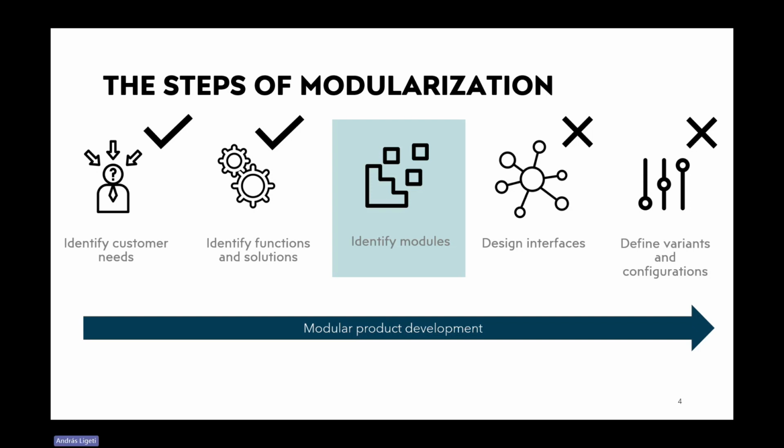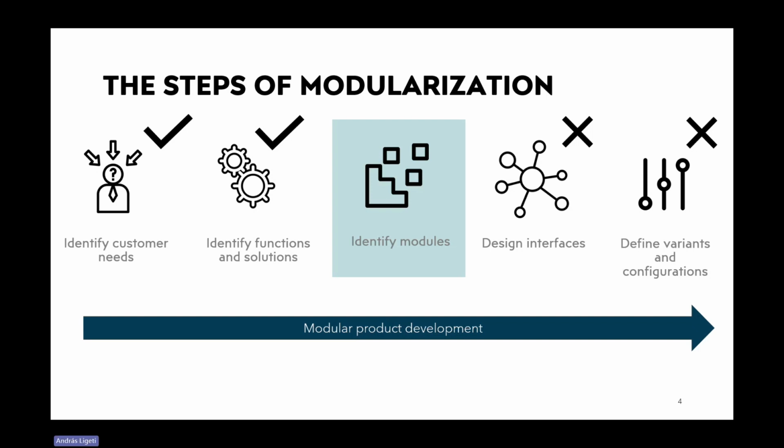And the last step is to define what are the configurations and variants that you would like to apply in your product. If you have a product portfolio, then you can have similar components in different products. You can have variants between those product variants. That's the question. What should you choose, basically? But the focus of this presentation is going to be how you identify those modules in the product architecture.